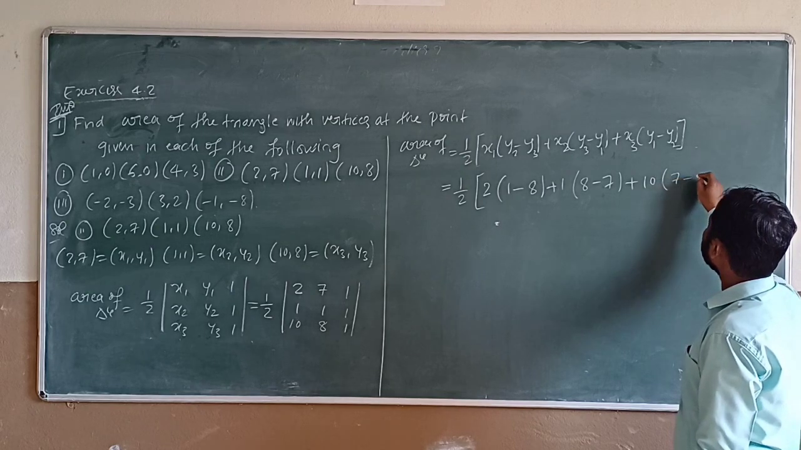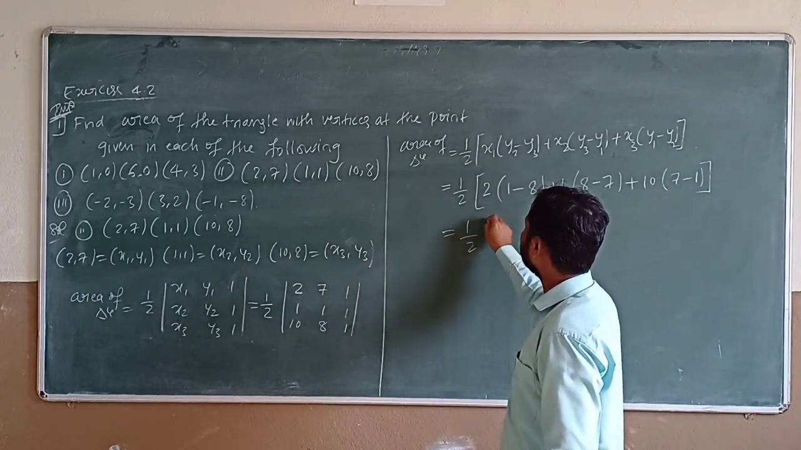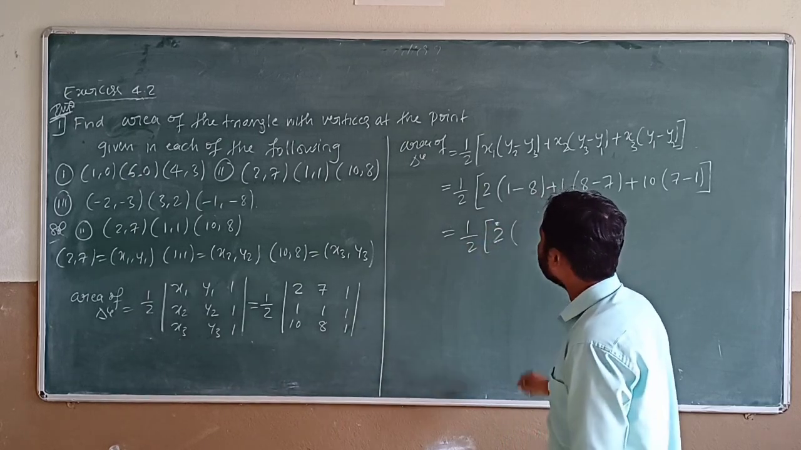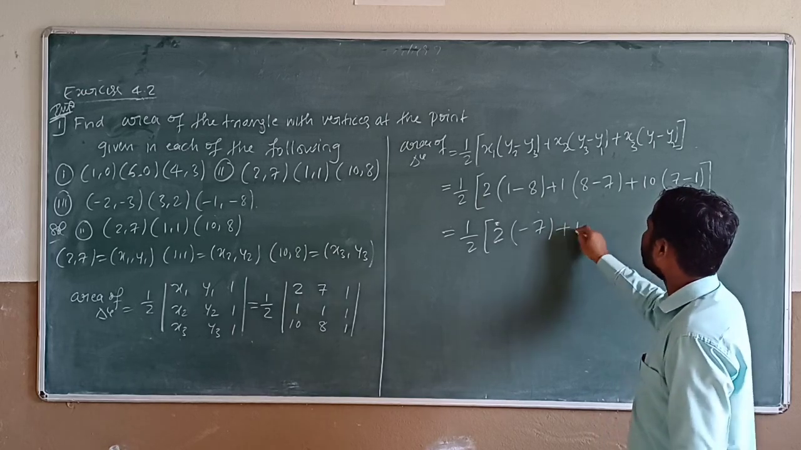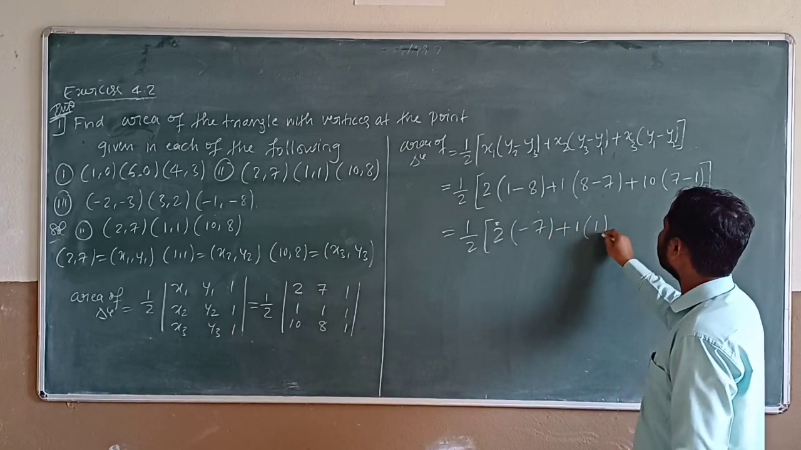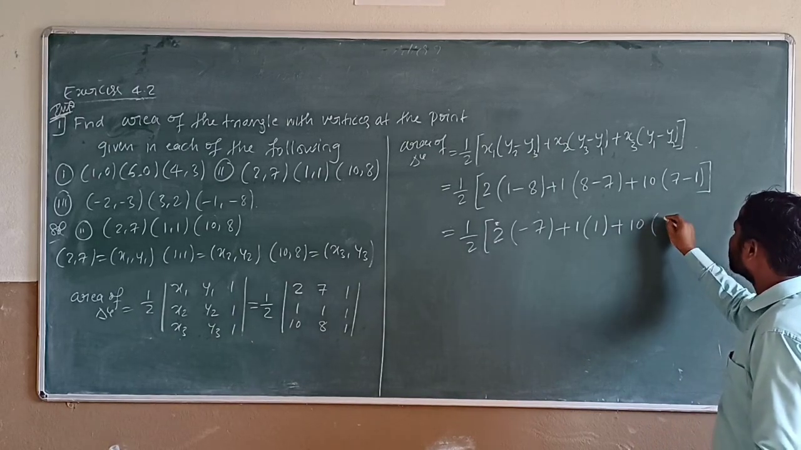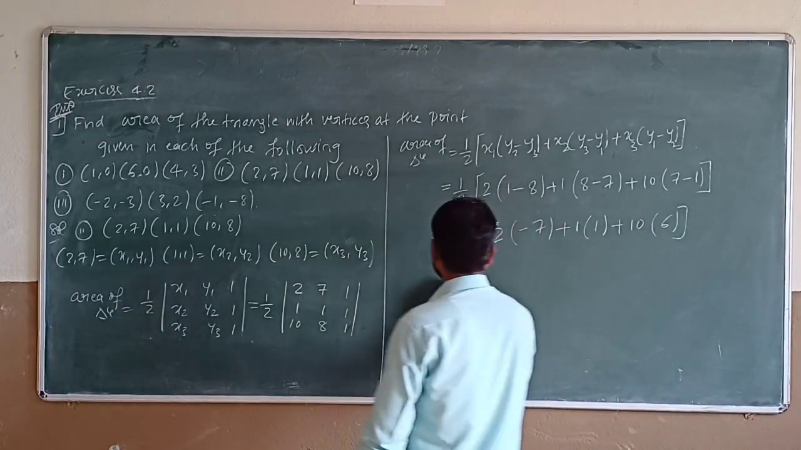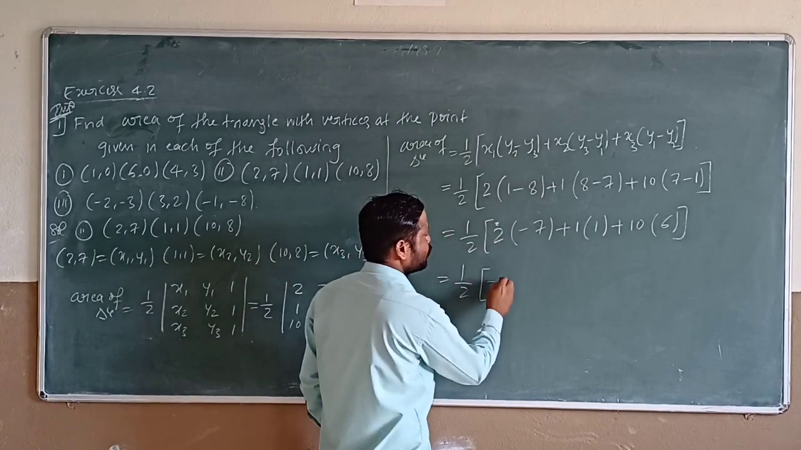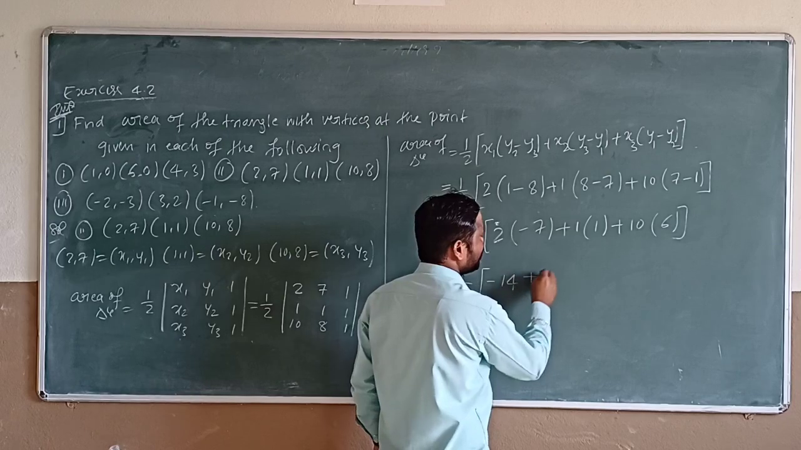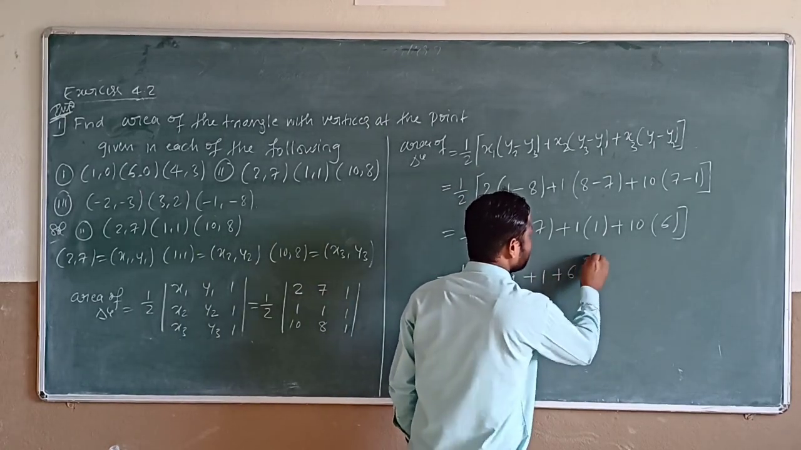7 minus 1. Now, that is 1 by 2 into 2 into 1 minus 8, plus 1 into 8 minus 7, plus 10 into 7 minus 1, that is 6 now, right? Then 1 by 2 as it is, into 2 times minus 7 is minus 14, plus 1, plus 10 times 6 that is 60, so 61 now, right?